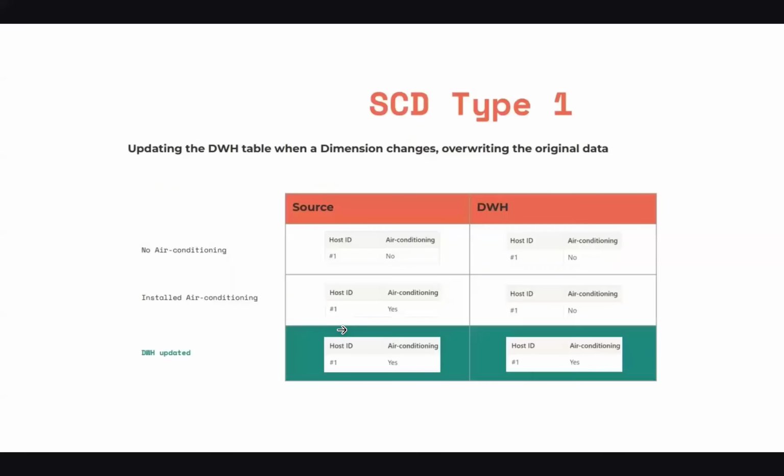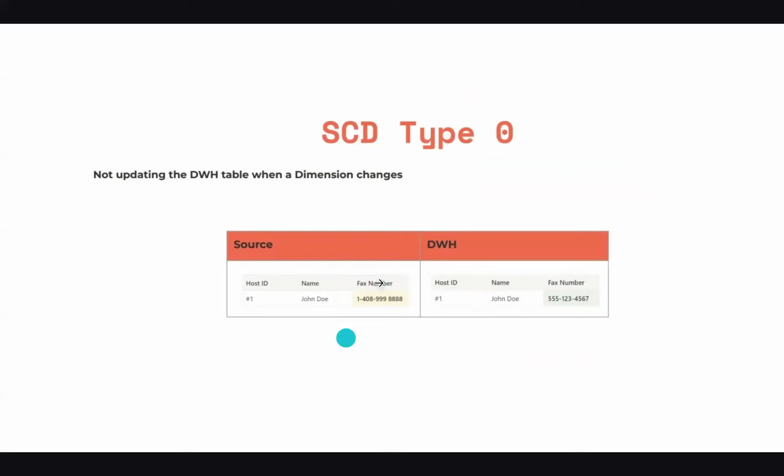What type 1 SCD is saying: just update it. No need of storing any historical data. Update the data warehouse table when the dimension changes, overwriting the original data. So if the client told you this name is type 0 and fax number is type 1, we will not do any action on the name column, but we'll update the existing record with the new value. Clear? Any doubts?